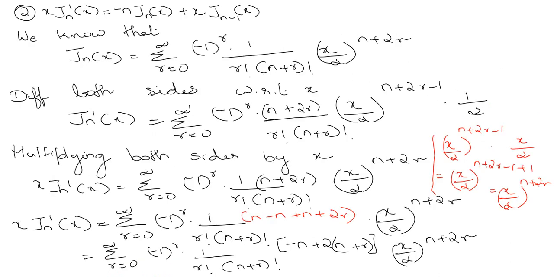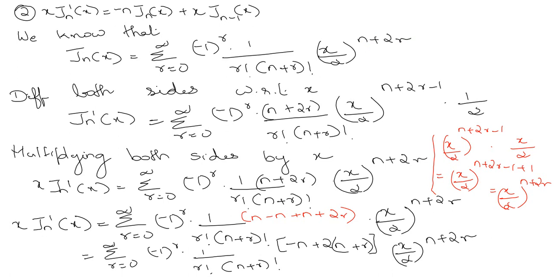Now the second one is x Jn dash of x is equal to minus n Jn of x plus x Jn minus 1 of x. In order to prove this recurrence relation also, we are taking the equation for Bessel's function, which is Jn of x is equal to sigma r is equal to 0 to infinity, minus 1 raised to r into 1 by r factorial into n plus r factorial into x by 2 the whole raised to n plus 2r.